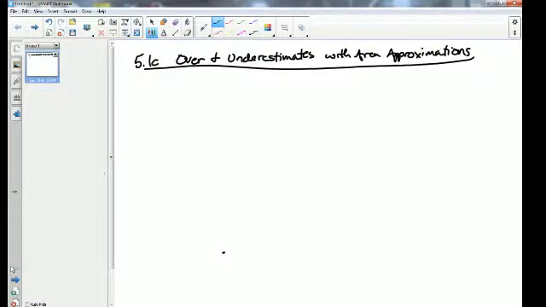Again, we've done left sums and right sums and midpoint sums and trapezoidal sums, right? What's left? The question is, can we determine if they are over or under estimates? Mostly, yes. We can approximate.